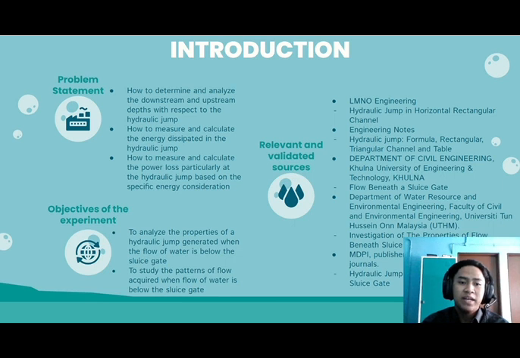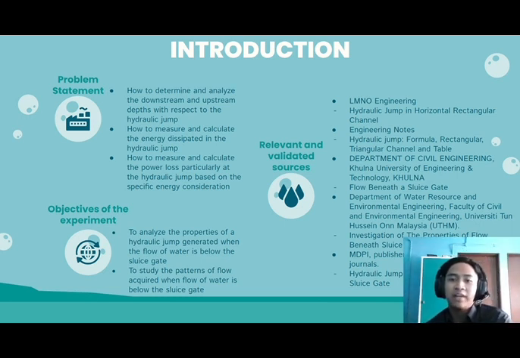Meanwhile, the objective of the experiment is to analyze the properties of a hydraulic jump generated when the flow of water is below the sluice gate. Another objective of the experiment is to study the patterns of flow acquired when flow of water is below the sluice gate.